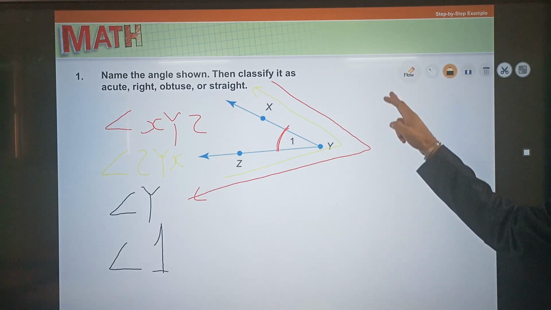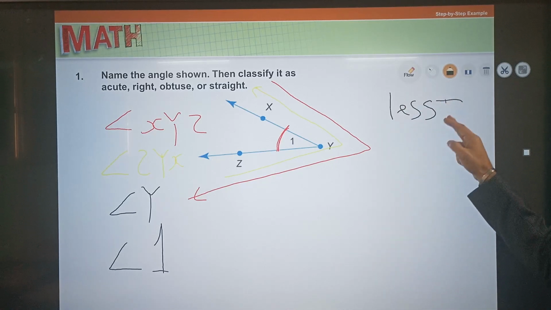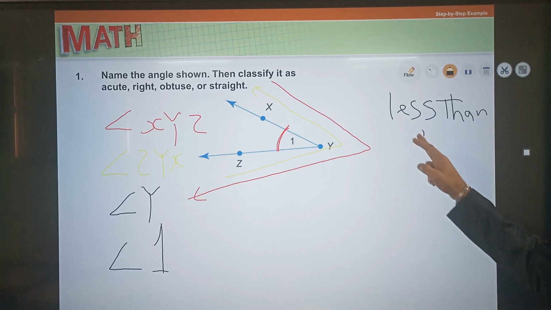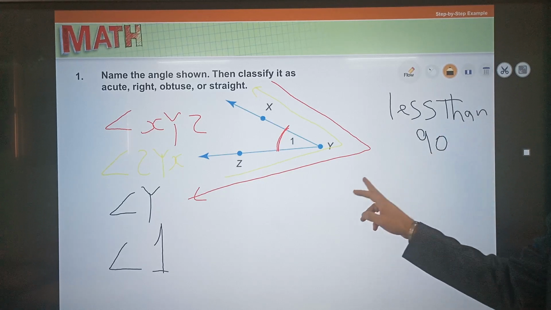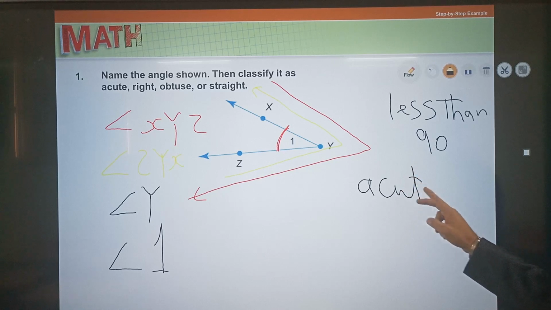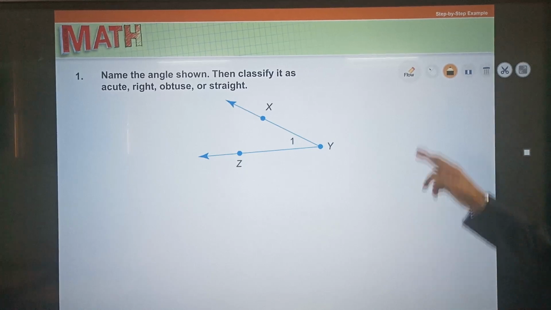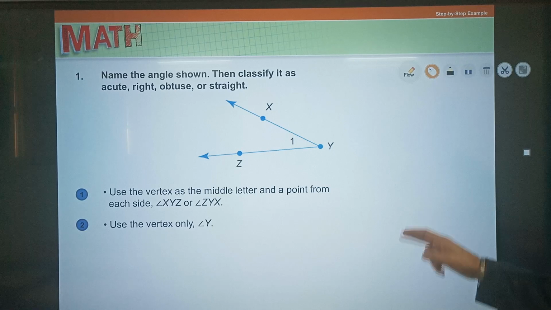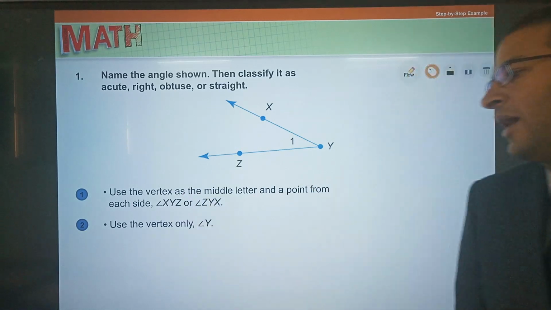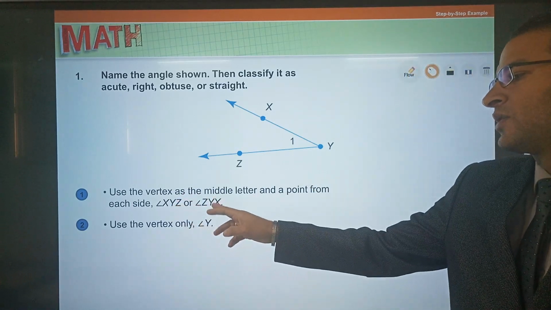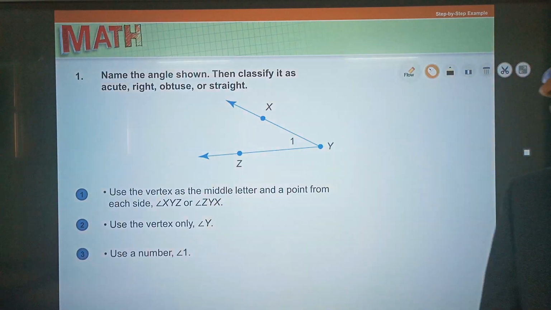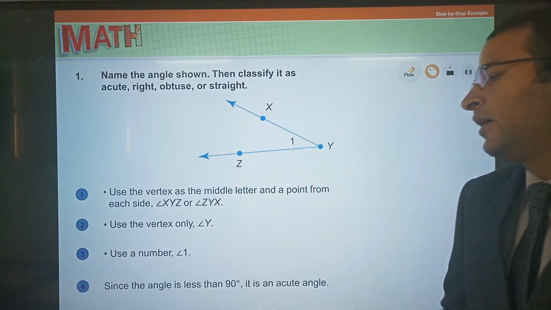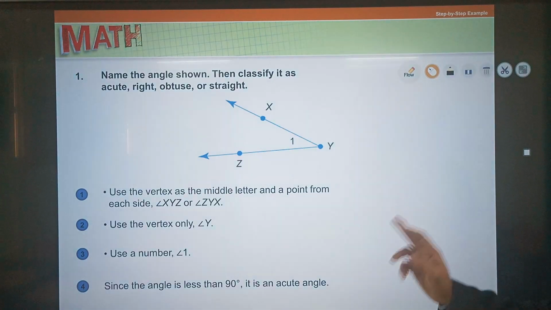And this one, because it will be less than 90, we can call it an acute angle. So as we said, we can read this angle as angle XYZ or ZYX or angle Y, and we can name it angle 1, or we can say this one will be an acute angle, because it will be less than 90.